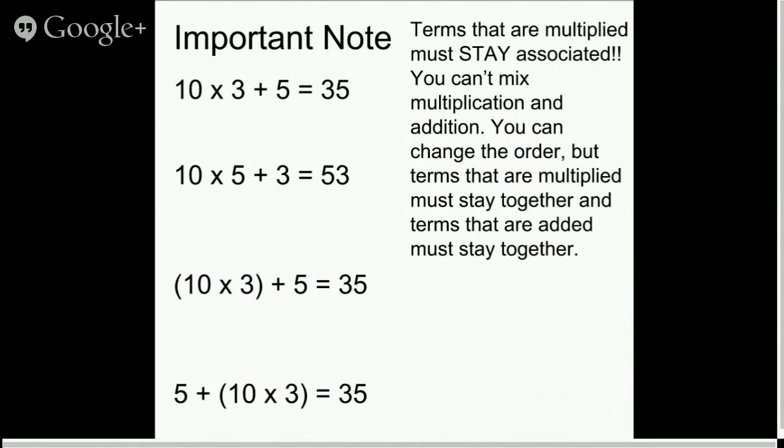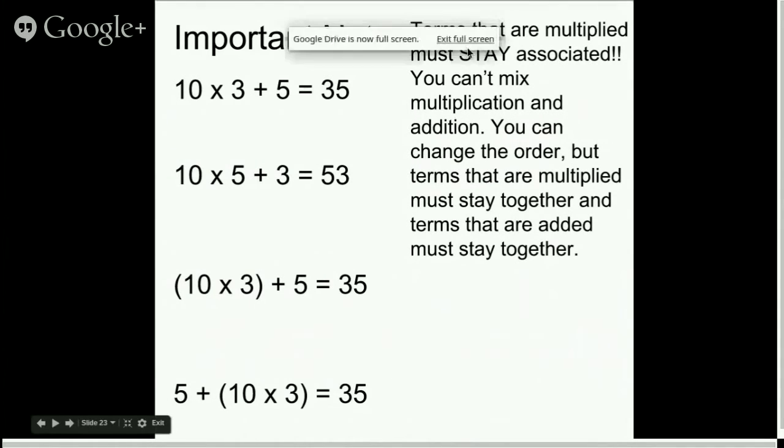And the final important note is terms that are multiplied must stay associated. So 10 and 3 have to stay associated. So you need to put parentheses around these two, because if you change the order of this problem and you get 10 times 5 plus 3, you get a different number. The only way to keep the same number is to keep 10 and 3 multiplied by each other. Just like with addition too. So if I had another term on here that was added to 5, you'd want to keep all the addition problems associated with parentheses and all the multiplication associated by parentheses.